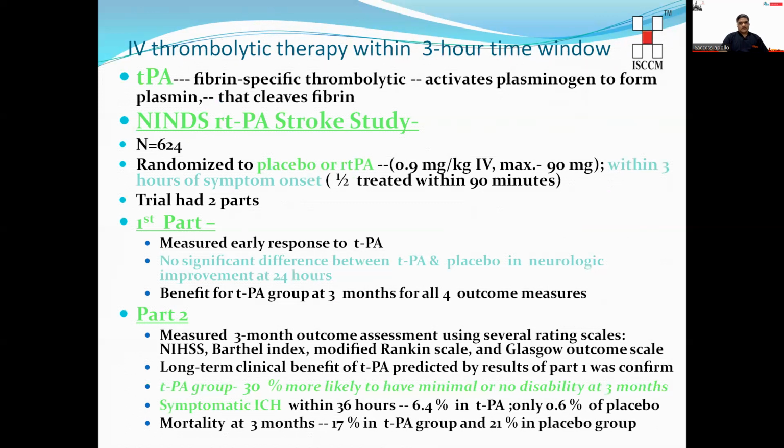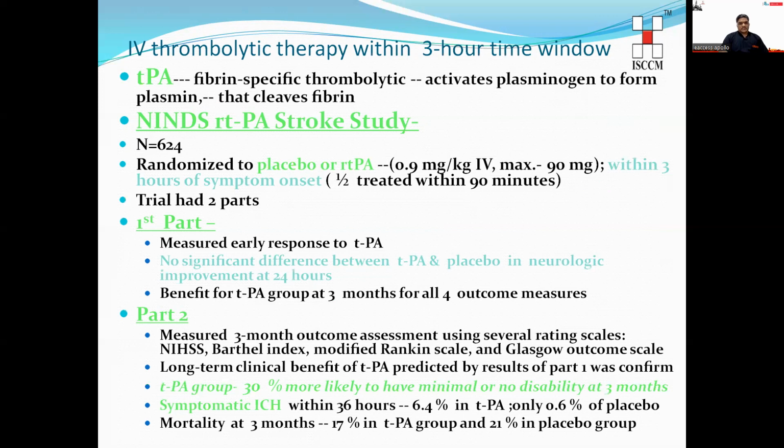The trial had 2 parts. Part 1 measured early response to tPA: no significant difference between tPA and placebo in neurological improvement at 24 hours. Part 2 measured 3-month outcome using several rating scales: NIHSS, Barthel Index, Modified Rankin Scale, and Glasgow Outcome Scale. There was benefit for the tPA group at 3 months for all 4 outcome measures. The long-term clinical benefit of tPA predicted by the results of Part 1 was confirmed. The tPA group was 30% more likely to have minimal or no disability at 3 months.